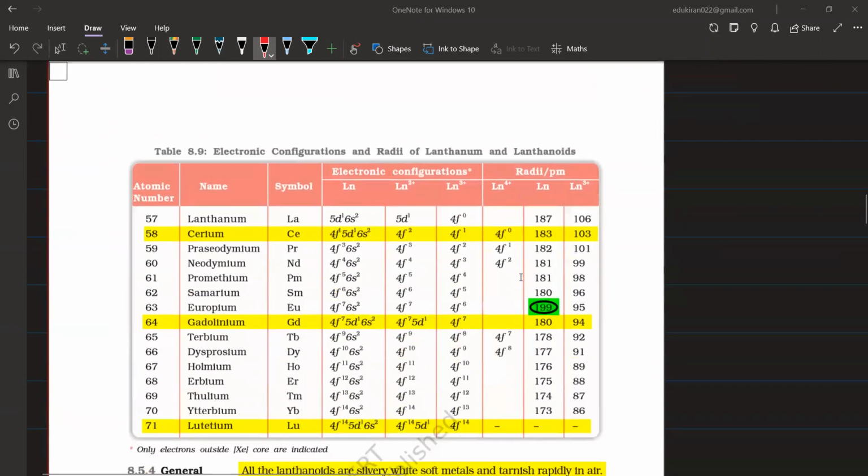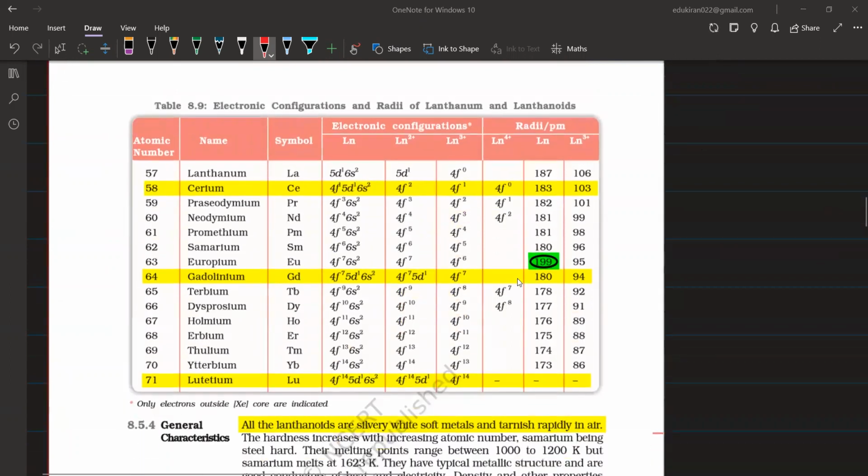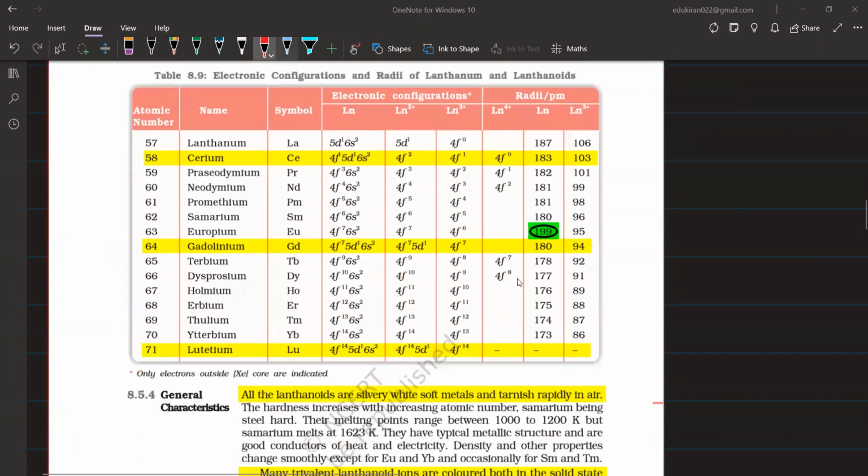Next, you have the electronic configuration. These highlighted ones, please take a look at them. They have exceptional electronic configuration. They have 5d1. Okay, 5d1, 5d1. And elsewhere you don't have electrons in 5d yet, but in cerium, gadolinium and lutetium, you are going to have 5d electrons.